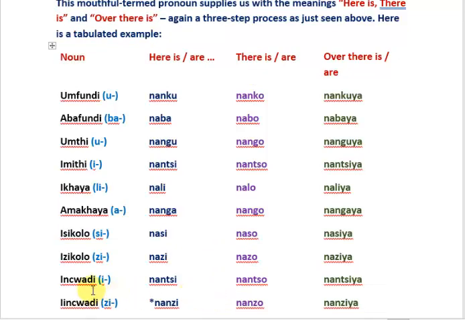Good. If you look at incwadi with I and imiti with I, we will see that they are identical. Nansi, nanso, nansia. Incwadi, the double I words which also have Z, are not the same as isikolo and Z, in that instead of having nazi, we have nanzi. Nanzi, nanzo, nanzia.